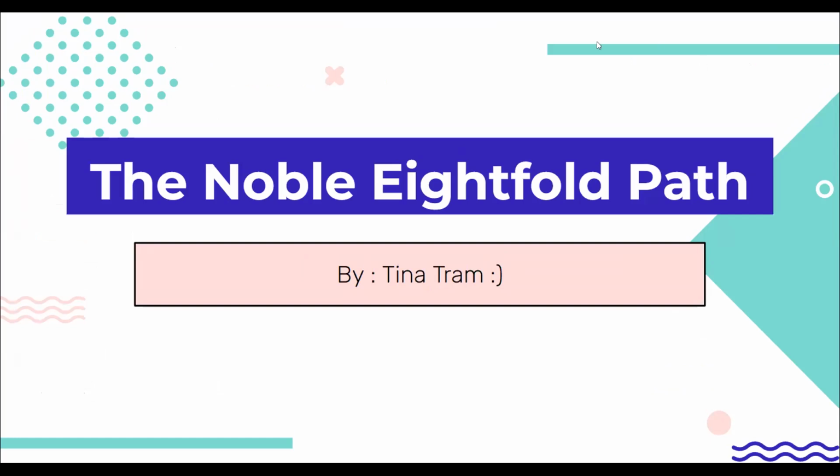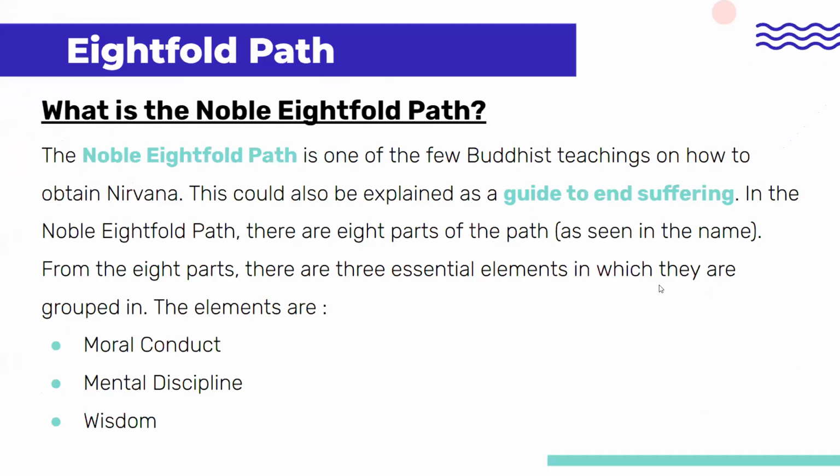Give me 1 second. Okay, so the Eightfold Path. So what is the Noble Eightfold Path? The Noble Eightfold Path is one of the few Buddhist teachings on how to obtain nirvana. This could also be explained as a guide to end suffering.